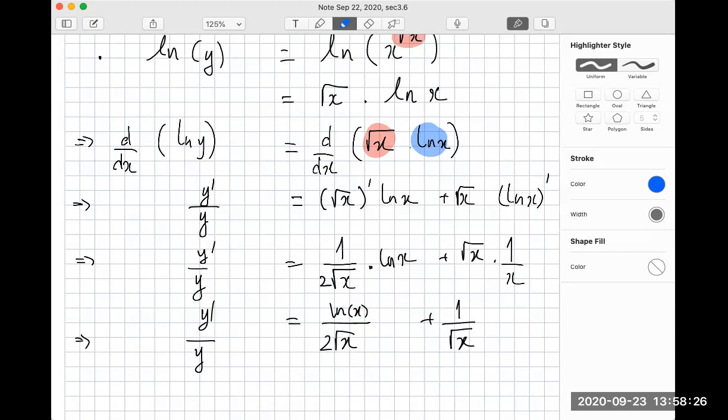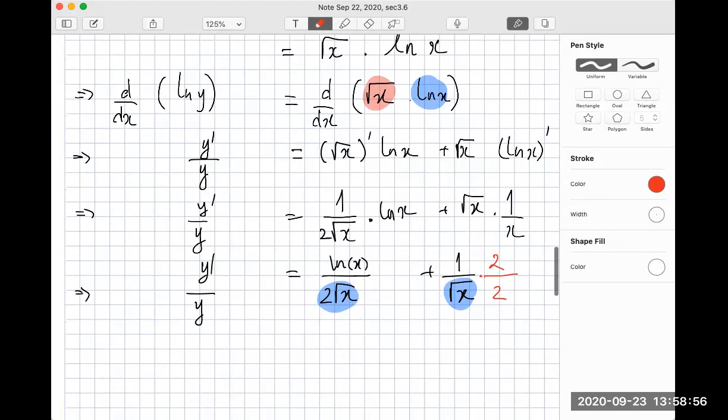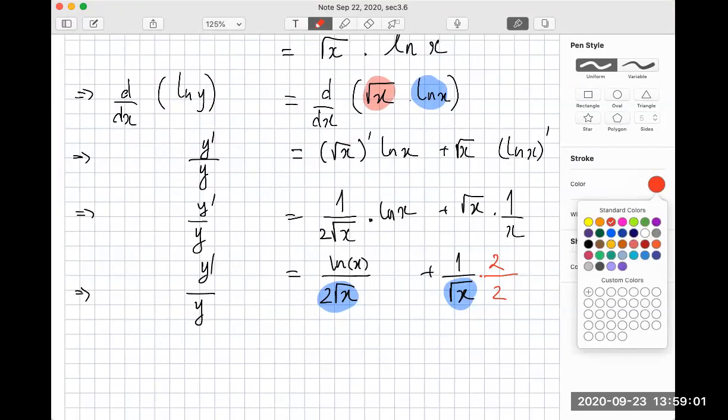Perfect. These are two fractions. They don't have the same denominator, so we cannot add them up. In order to do so, we need to find the common denominator. We know that the common denominator is 2 square root of x. It means that this one, we need to multiply by 2 in the denominator, but somehow we divided by 2, so we need to multiply by 2 to make it even, right? Now they have the same denominator, so we can sum them up by adding the numerators together.